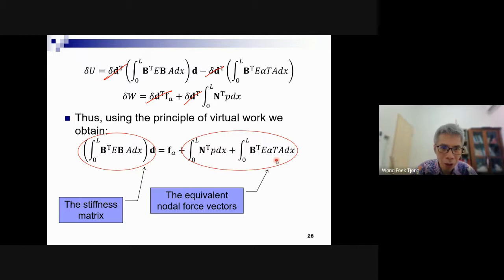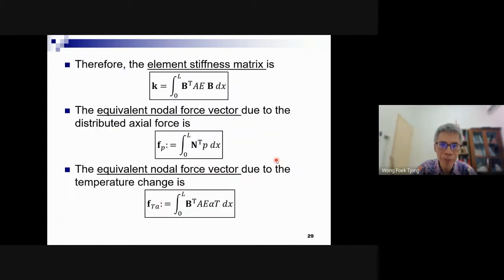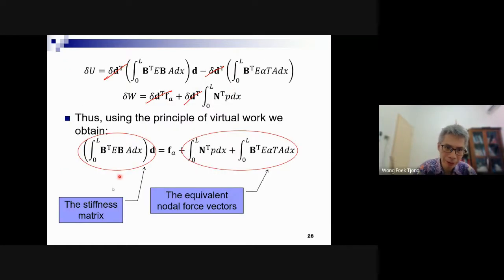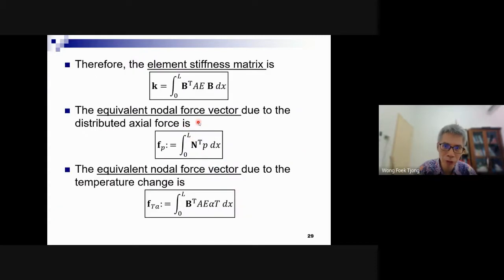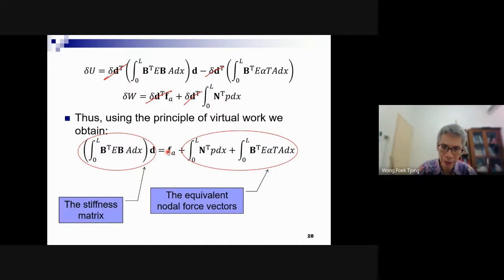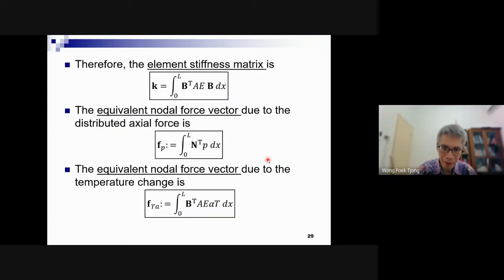Okay, here we go. So this is the matrix formulation of the finite element. We have the element stiffness matrix like this from here, right? We have the applied nodal force that we don't know yet, but we can compute this. This is called the equivalent nodal force due to P, distributed as a force. I call it FP. And this, I call FT, the force due to temperature change.